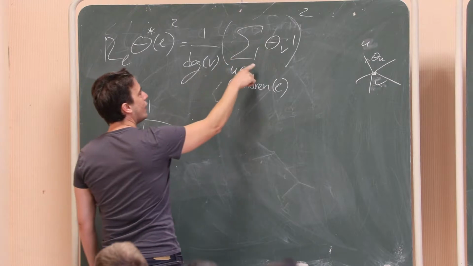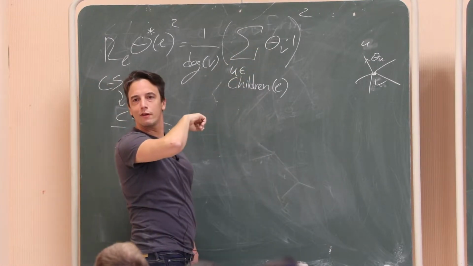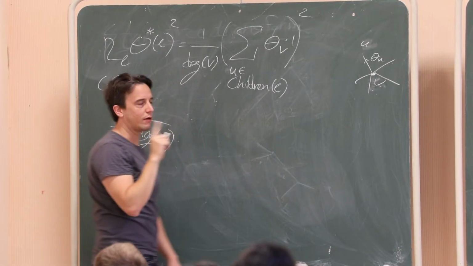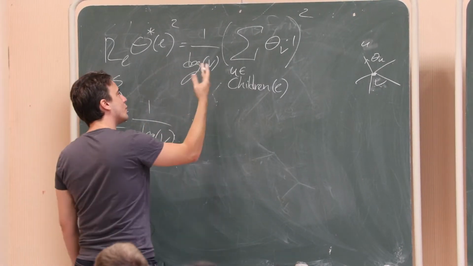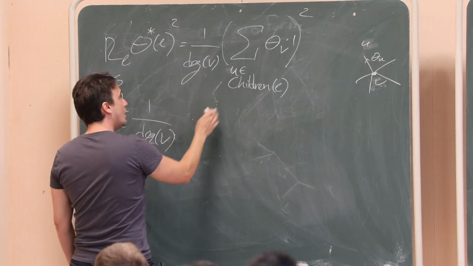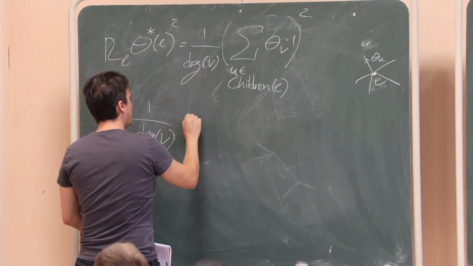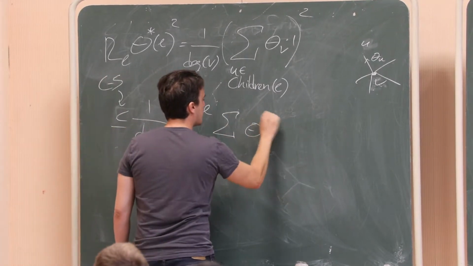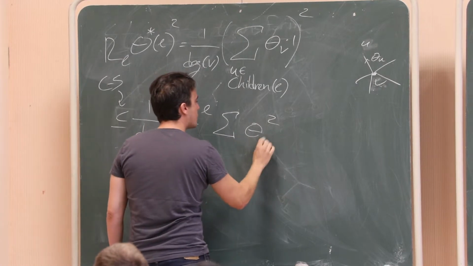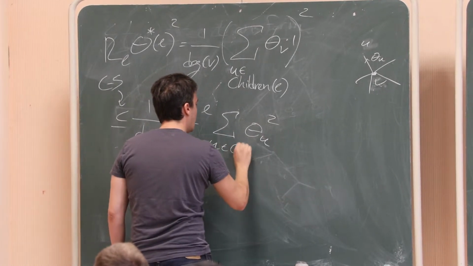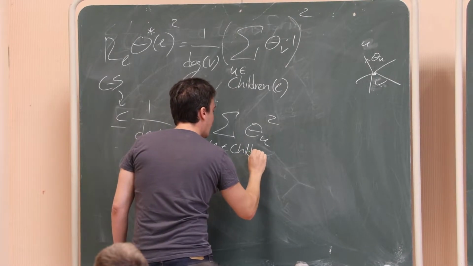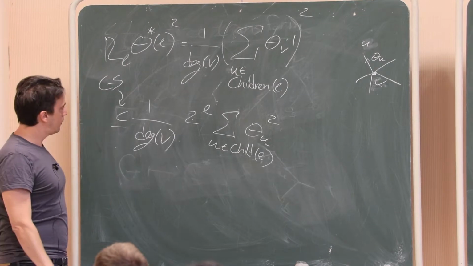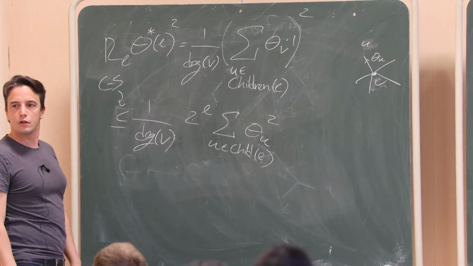The sum of A_i times B_i is smaller than the square root of the sum of A_i squared times the sum of B_i squared. Who remembers it without writing it to himself? So this will be 2 to the L times the sum of theta U squared, when U is a child of E, and E is an edge at height L. Does everyone agree with this calculation?